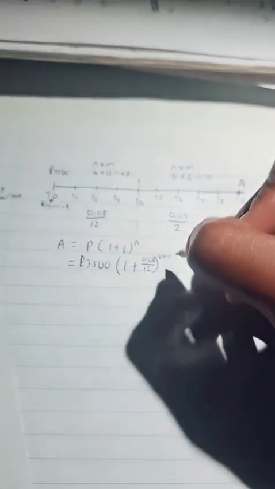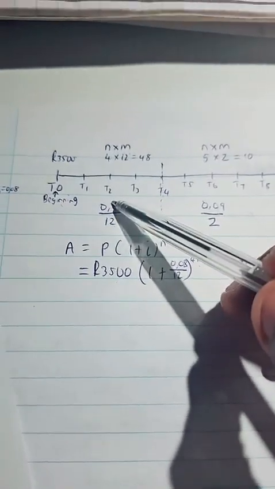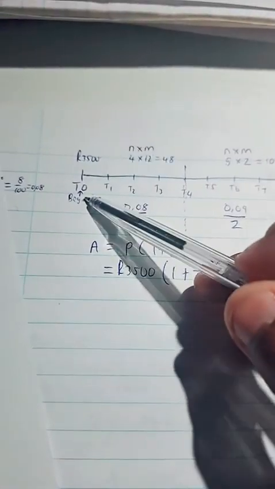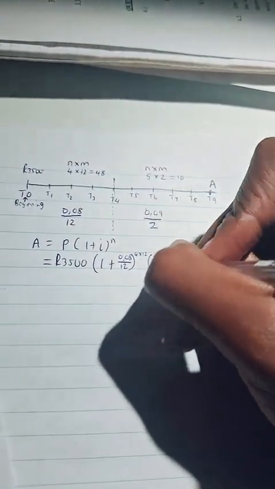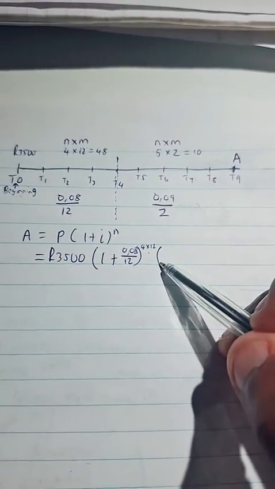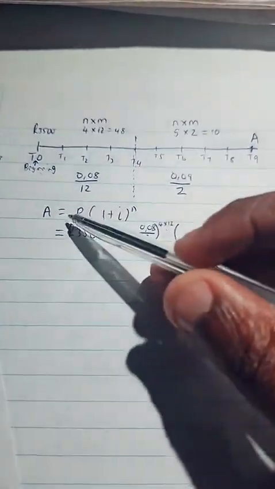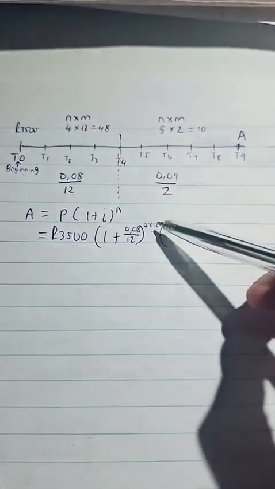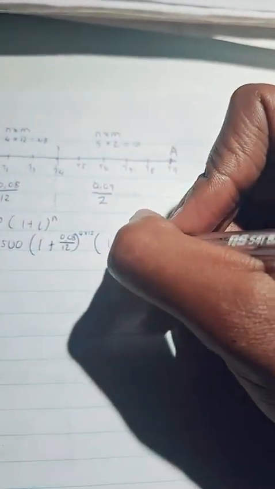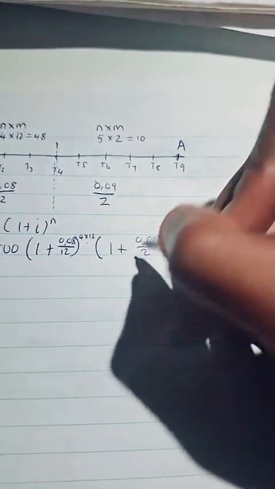Okay, but this 3,500 does not only enjoy this interest rate. After it's done enjoying this interest rate, when the interest rate changes to 9%, the same 3,500 begins to enjoy the new rate. So we open another bracket. Why are we opening another bracket? Because once we have calculated the accumulated amount here, we then take whatever amount we have gained for the first 4 years and allow it to also enjoy this interest rate for this compounding period.